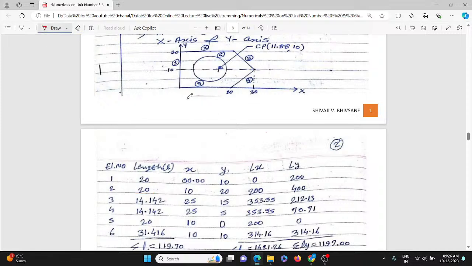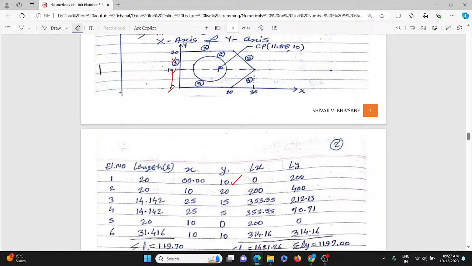So consider the first element again, this one. So what is y? That is the distance of the centroid of this particular element from x. So what is the distance of the centroid of this particular element from x? You can see here, this is the distance, that is y. So what is this total length? It is 20. So 20 divided by 2, so it is 10. Okay.